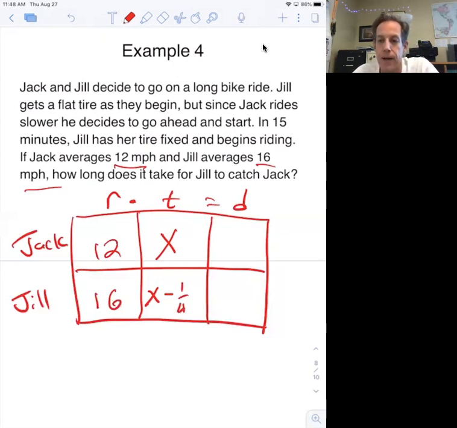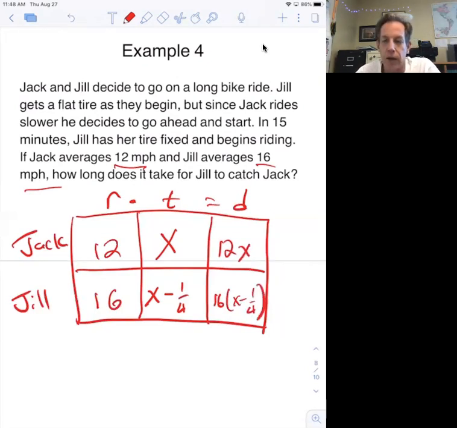Sometimes if you have a weird conversion, if you're just converting time, then just put it over 60. So you could do 15 over 60, but of course that reduces to 1/4. All right, so Jack's distance is 12x. Jill's is 16 times x minus 1/4.